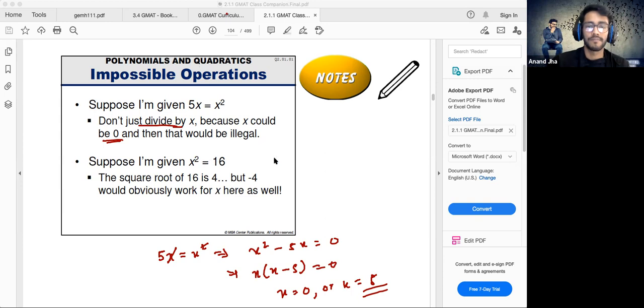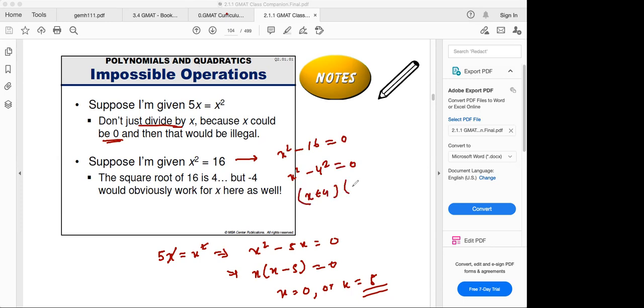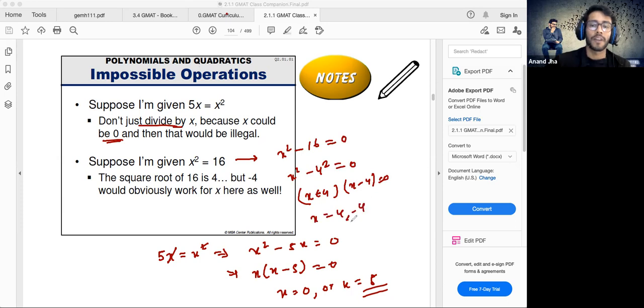Here also, whenever you are taking square root, you can take both. Or again, here also I can do this. So this is x square minus 4 square. So I can write x plus 4, a minus b, a plus b, a minus b, x minus 4 equals to 0. So x equals to 4 comma minus 4.